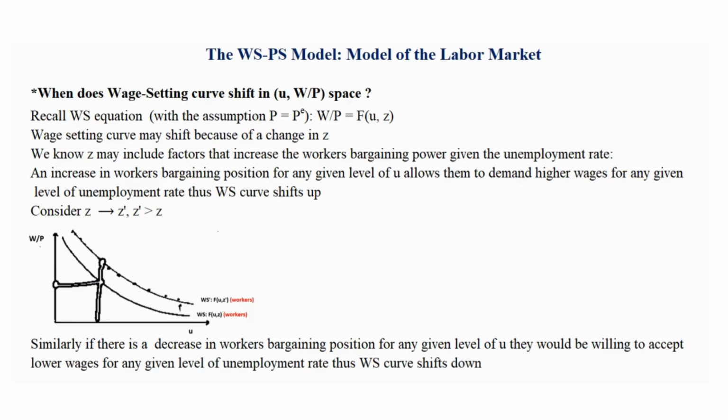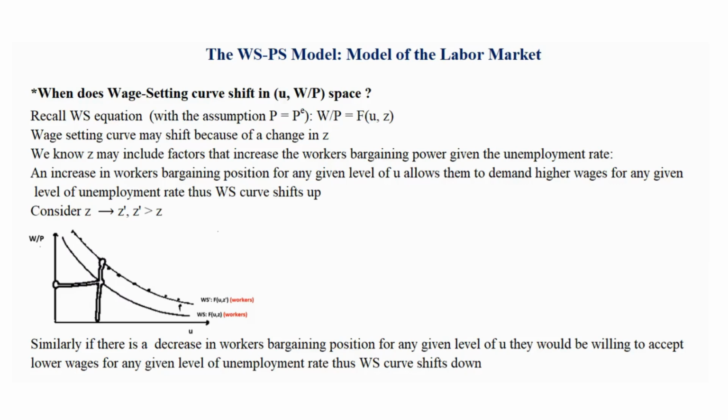We were looking at what changes the natural rate of unemployment in the WS-PS model. So we talked about how this is shifts in the price setting curve or shifts in the wage setting curve. We already looked at shifts in the price setting curve in part 1. Now we will look at shifts in the wage setting curve.